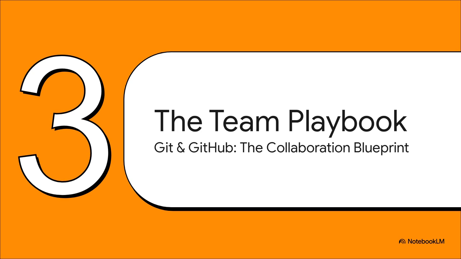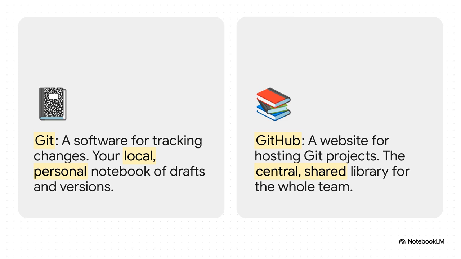But now let's zoom out. How do we share all this great work and collaborate with the whole team? Well, this is where Git and GitHub come into play, and they are the absolute blueprint for team collaboration. People get confused about the difference between Git and GitHub all the time, but this analogy makes it so clear. Think of Git as your own private, local notebook. It's the software on your computer where you track all your changes and save your drafts. GitHub, then, is the central shared library. It's the website where everyone on the team puts their finished work for others to see. So you commit changes to your local notebook, and then you push your work to the shared library.